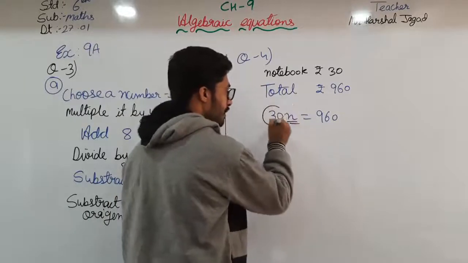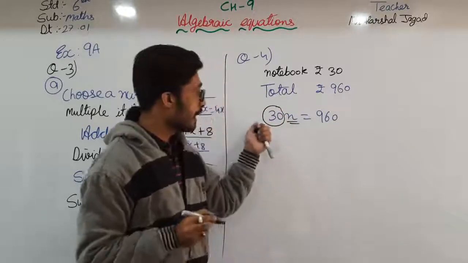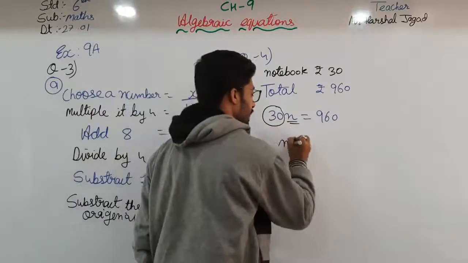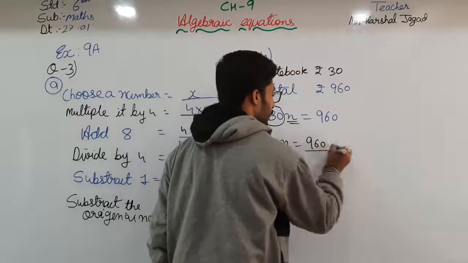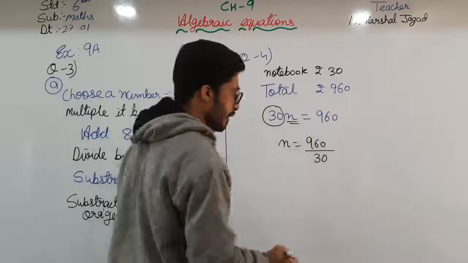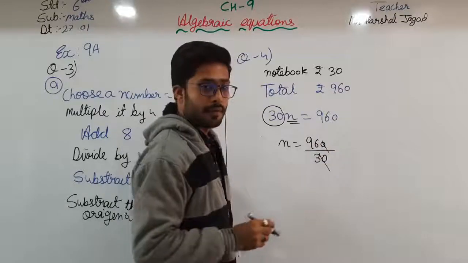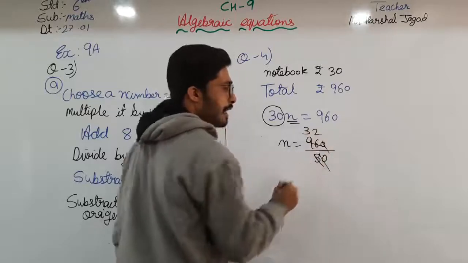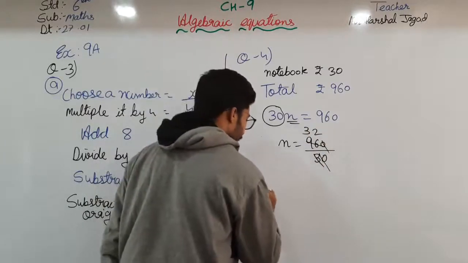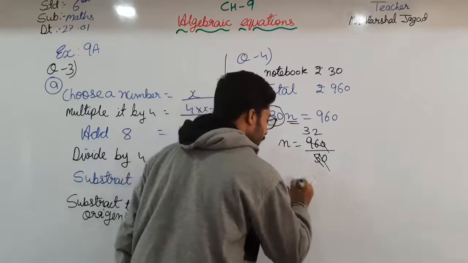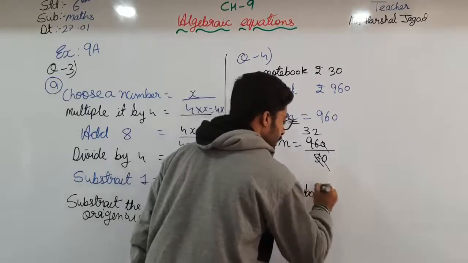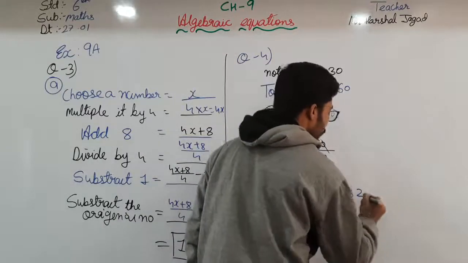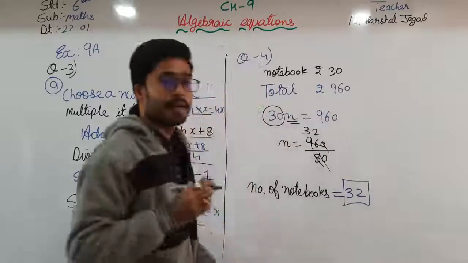So we know that this 30 is in multiplication. When it goes to this side, it will become division. So n is equal to 960 upon 30. Here 0, 0 cut. Then 3 3s are 9 and 3 2s are 6. So the number of notebooks is 32, which is our answer.